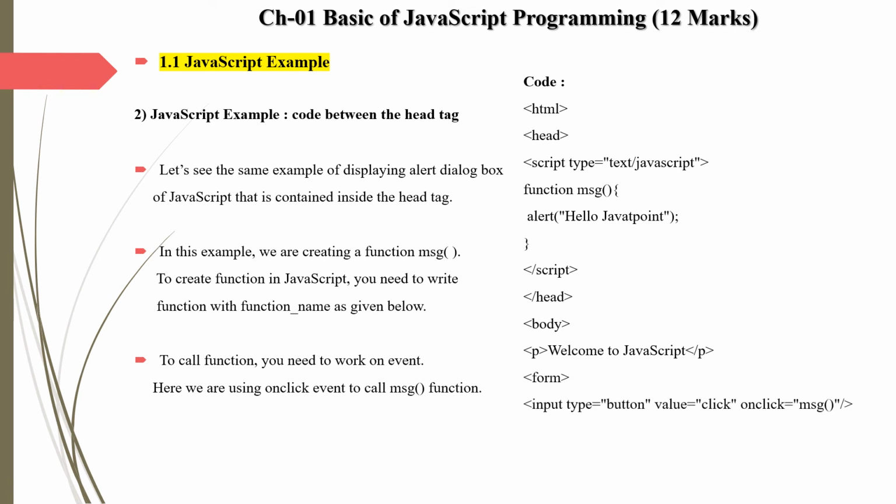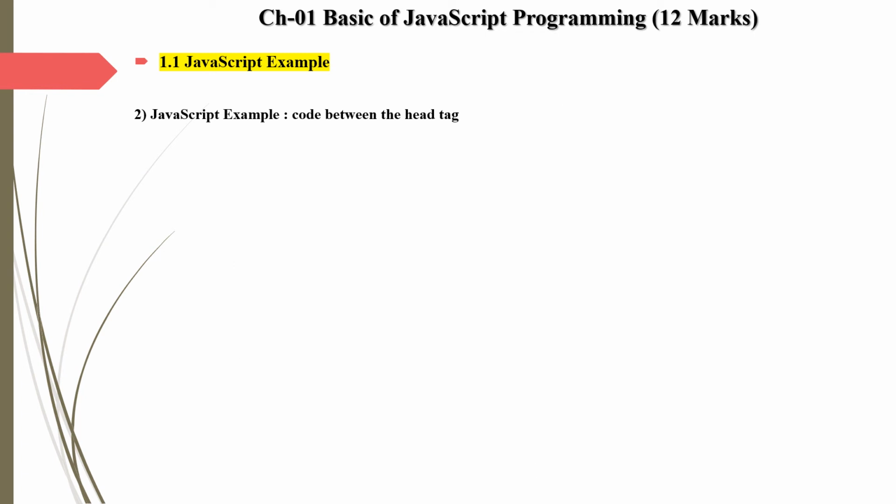Next we create a form, and inside the form the input type is button, so one button is displayed in our form. The value of the button is click, so click is the label of the button, and on click the message function is called. When you click on that button, the message function, which is already defined in the script tag, is called. Then we close the form, then the body tag, then the HTML tag.